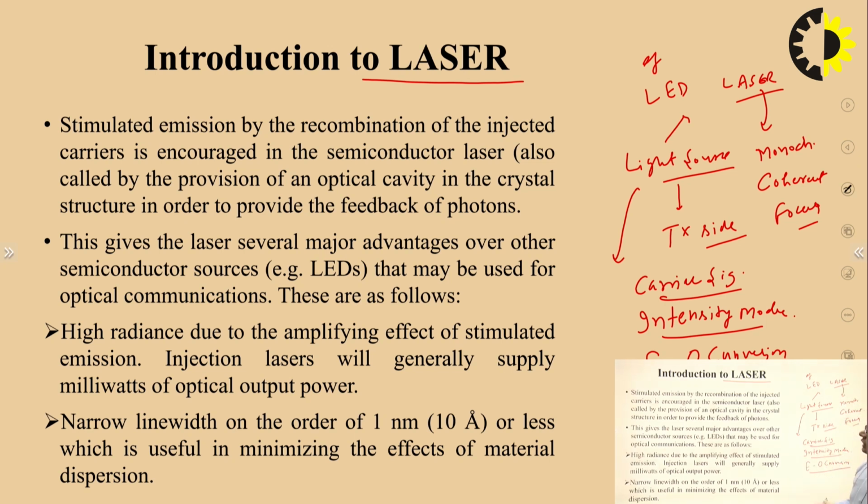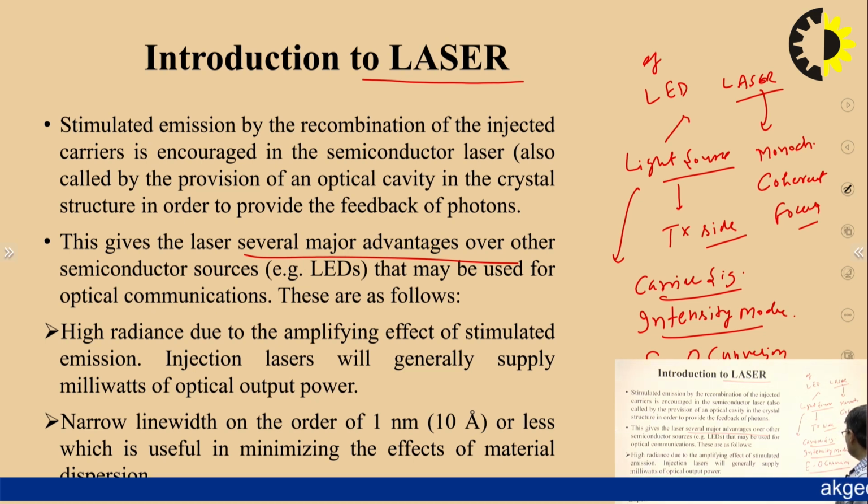Along with this, there are a number of advantages that we have by using the laser over the LED. That is, if we use the laser as an optical source in the optical communication system in comparison to LED, we get a number of advantages. For example, the spectral line width of laser is less. That's why we get the intramodal or chromatic dispersion as low in the case of laser. So there are a number of advantages.